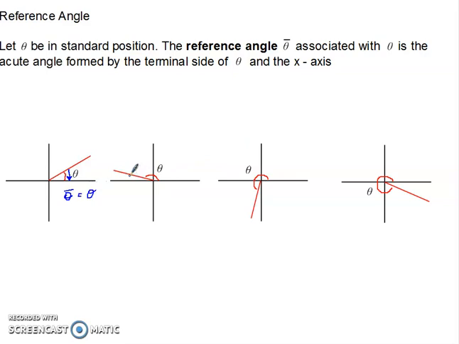In the second quadrant, to get to the x-axis, the quickest way is to keep going around to that 180 degree angle, just like our last example.